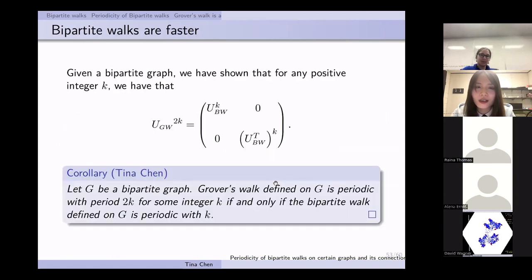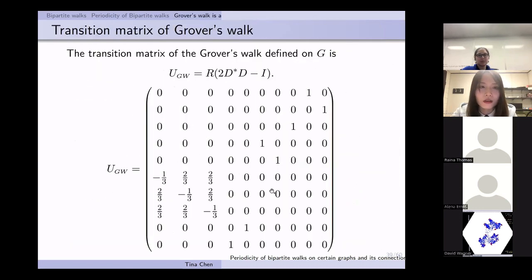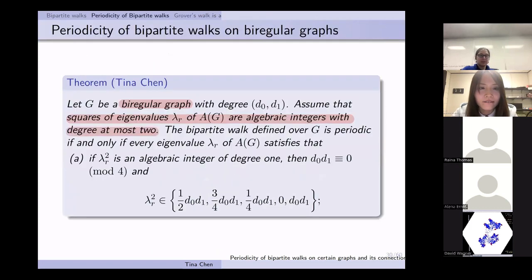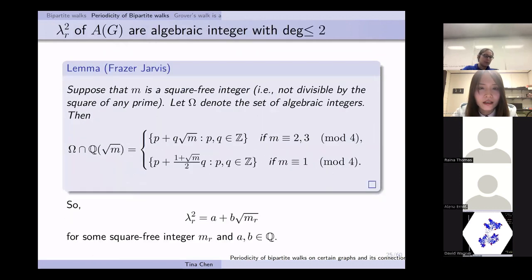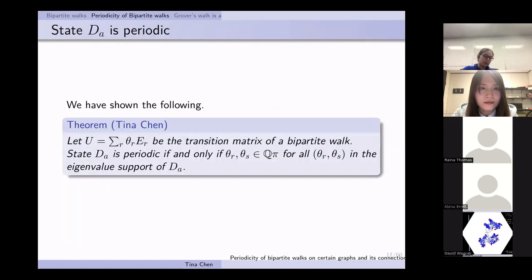Then in that case, all we can know is the spectrum... let me find this line. Here we go. So in that case, if we just know a state is periodic, then all we know about the eigenvalue support is that they have to be a rational multiple of pi. That is why here I focus on the whole walk being periodic. In that case, every eigenvalue has to satisfy this condition, so it's easier for me to give a characterization.